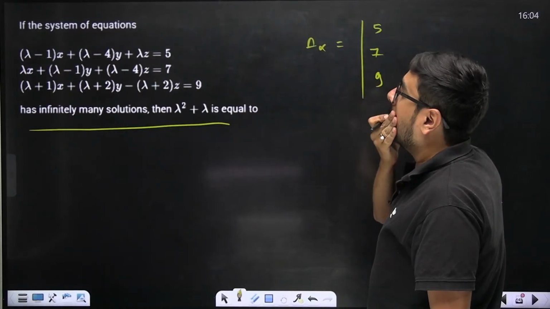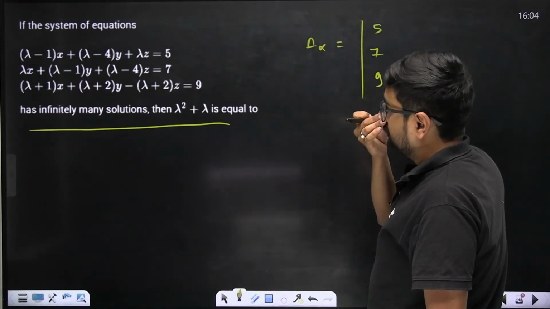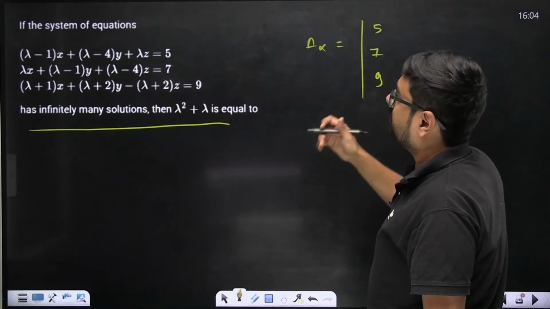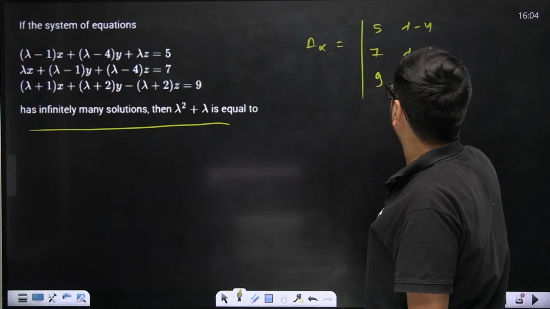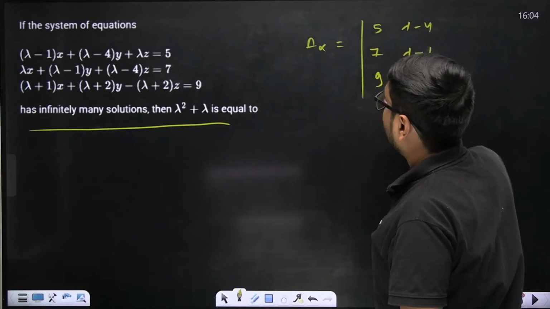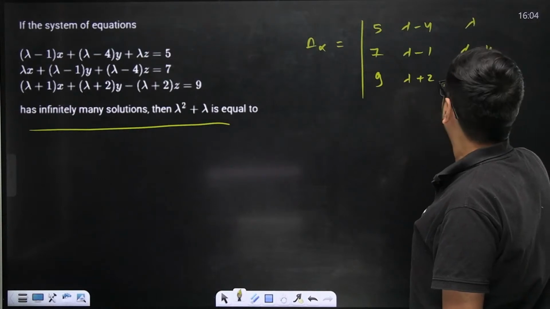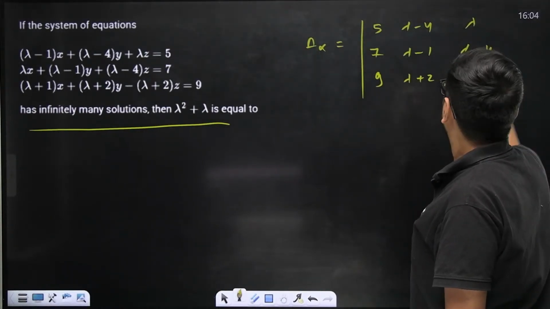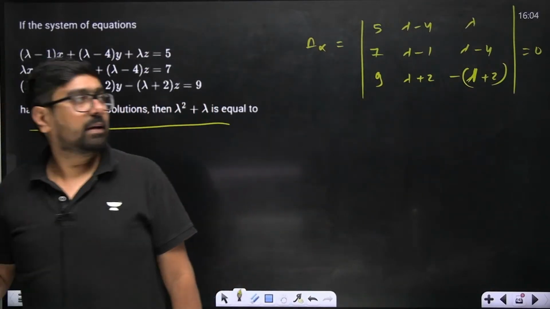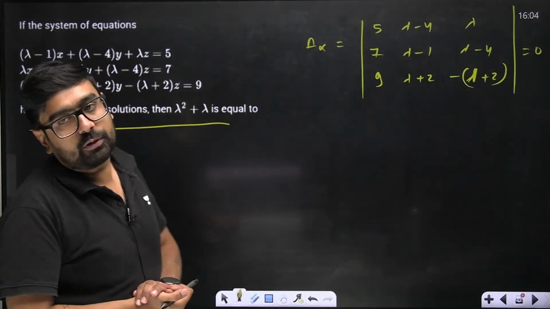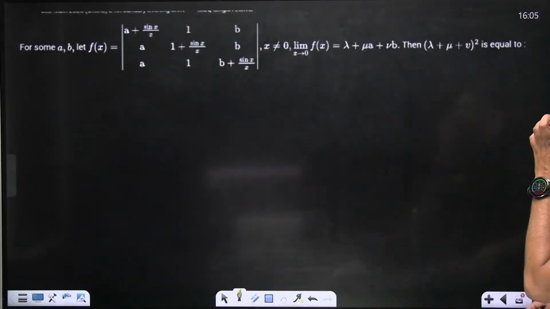579, lambda minus 4, lambda minus 1 and lambda plus 2. And here we'll have lambda, lambda minus 4, lambda plus 2. This determinant is 0. Right? So lambda square plus lambda, like this you are going to get. The question can be complicated, but if you know the approach, you will be able to solve it.